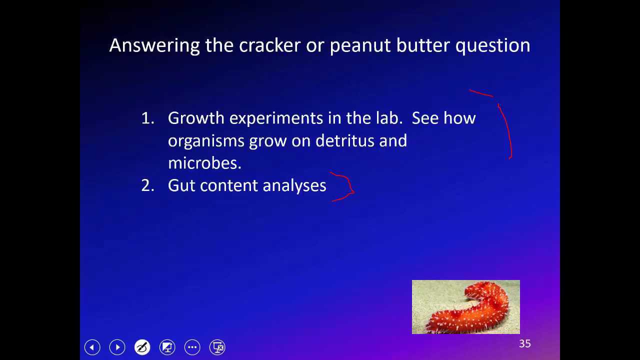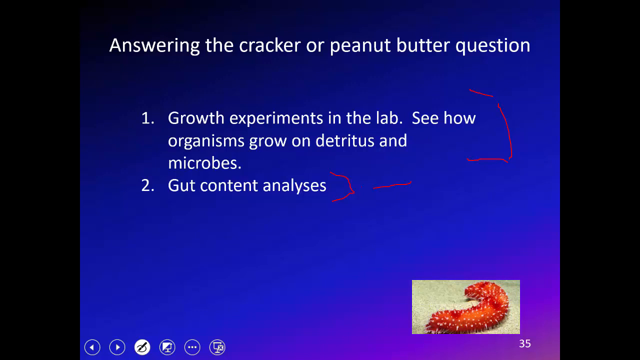So anyway, the problem with the growth experiments is sometimes it's hard to get them to live in the lab to do that experiment. Hard to get the right detritus and to do an experiment that really mimics what happens in nature. So that's not a perfect way.